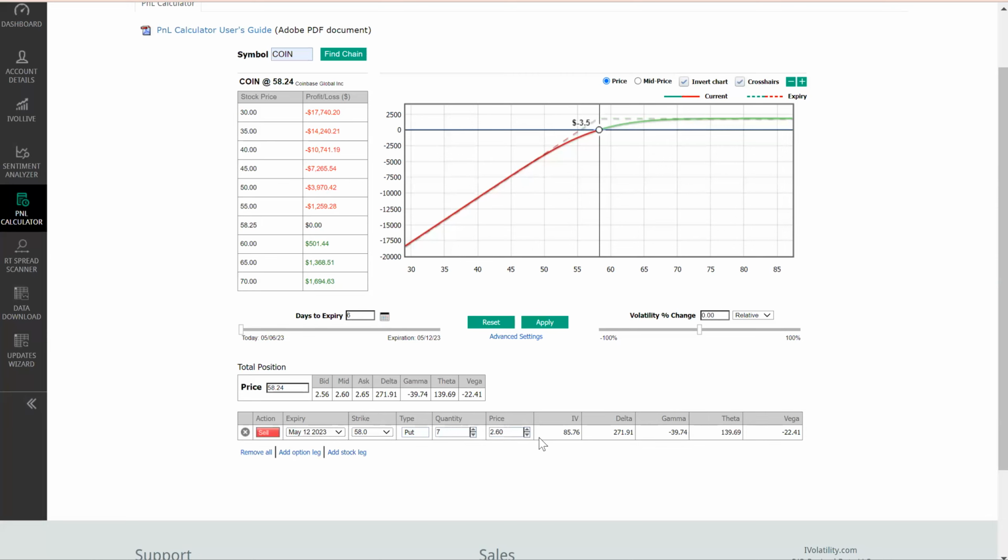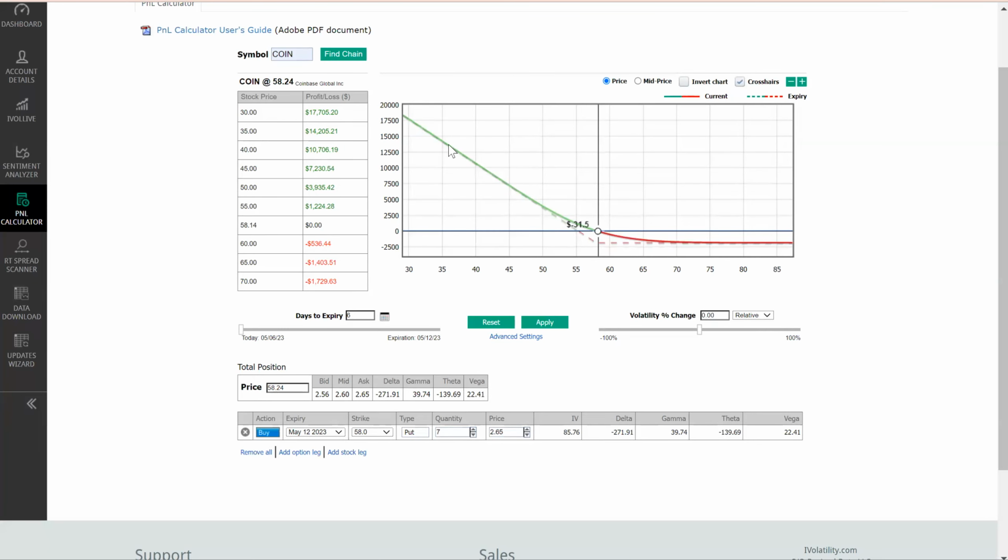I could also battle test other scenarios. I could say, well, what if I'm completely wrong here and I should be bearish instead of neutral to bullish? You can invert the chart. And now this is a bearish bet. So you can see we're making money by buying to open this May 12th put option. We're making money as Coinbase goes down, and we're losing money as Coinbase goes up. So literally the exact opposite.